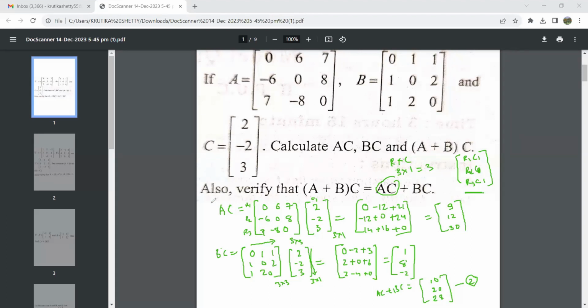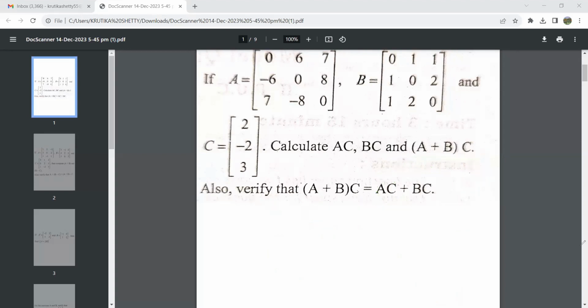Just to make a note of this, you require or take a screenshot. Yes. Next, the second question.